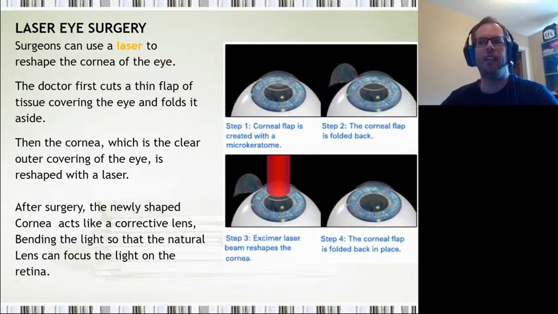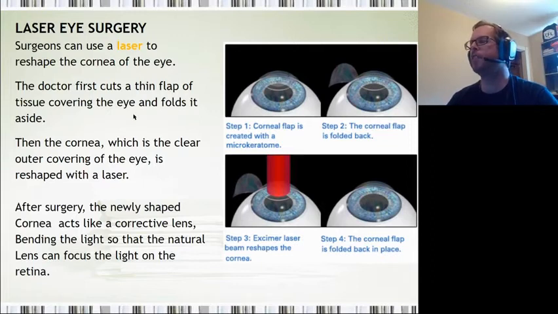Okay, and then another technology now, and we'll lead into it here, is laser eye surgery. This is where surgeons actually use lasers to reshape the cornea of the eye. Remember, the cornea is the clear shield or flap of tissue over top of the outer portion of the eyeball. And that is the part that they actually reshape.